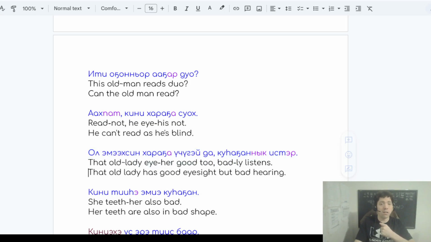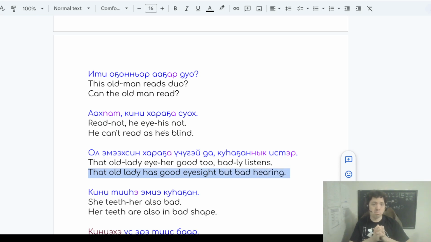That old lady has good eyesight, but bad hearing. She can see pretty well, but she... Wait, no. She can't see. She can see. She can't hear. Yeah, she can see pretty well, but she's deaf as a post.